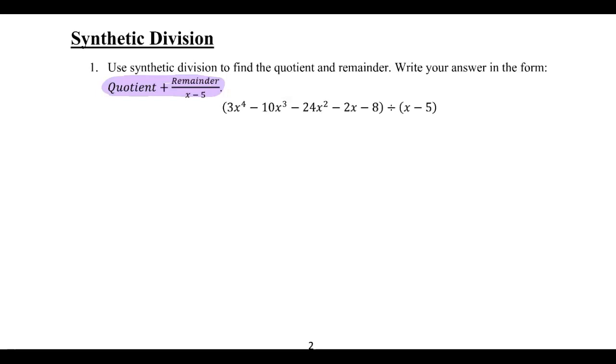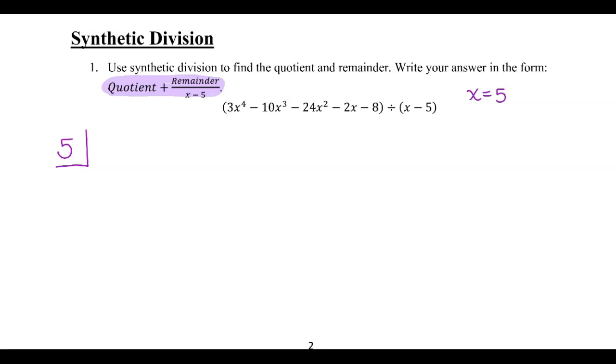Notice that we are dividing by x minus 5. Looking at x minus 5, I get that c is equal to 5. Are you okay with that? I said c, but I should say x equals 5. I set it equal to 0, and then I solve for it. That's how I got x equals positive 5. I'm going to go ahead and draw a little box in the corner and put the 5 in here. This is a number that I will multiply every time.